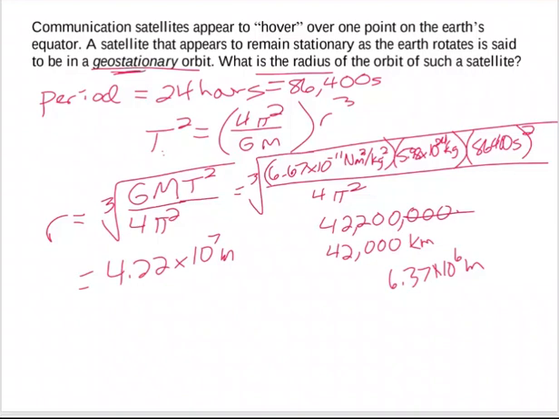So this would be 6,370. That's 1, 2, 3, 4, 5, 6 meters. Get rid of those 3 zeros, and now we have kilometers. And we can subtract that to see how far above the Earth it is. It's going to be around 42,000 minus 6,370, whatever that winds up being, above the surface of the Earth. That's pretty far, right? Yeah, in order for it to be geostationary.